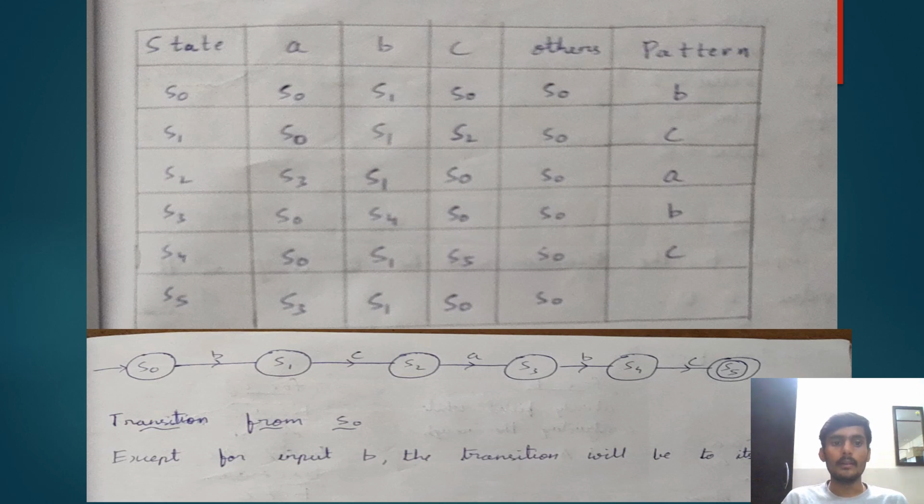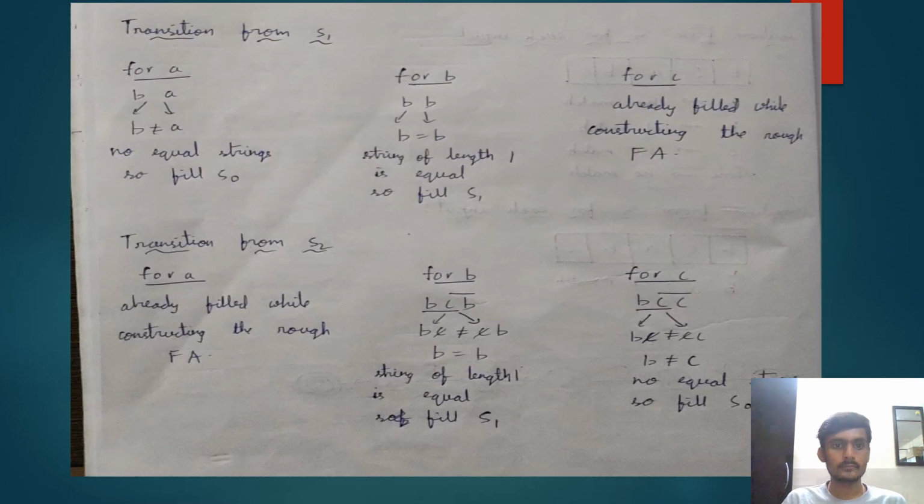Now by using this table, we can construct a finite automata. Transition from S0: except for the input B, the transition goes to S0. Transition from S1 for A, B and C. A does not match the pattern, so no equal strings, so fill S0. Now let's go to B. B and B are equal, a string of length 1 is equal, so fill S1. For C, it is already filled while constructing the finite automata.